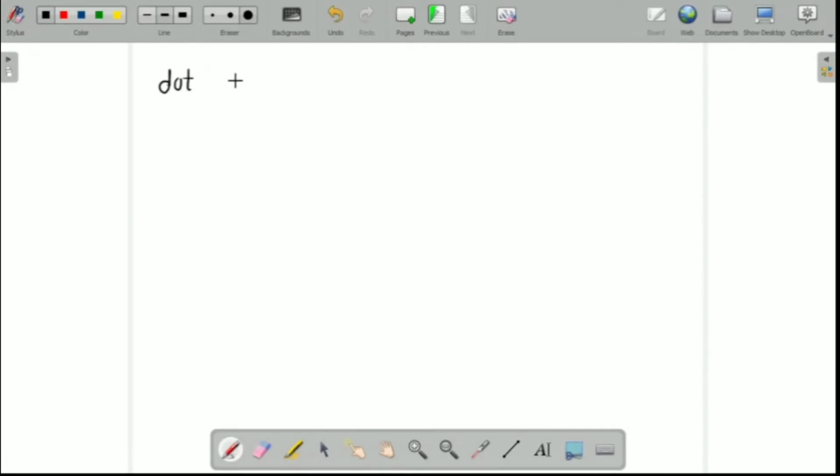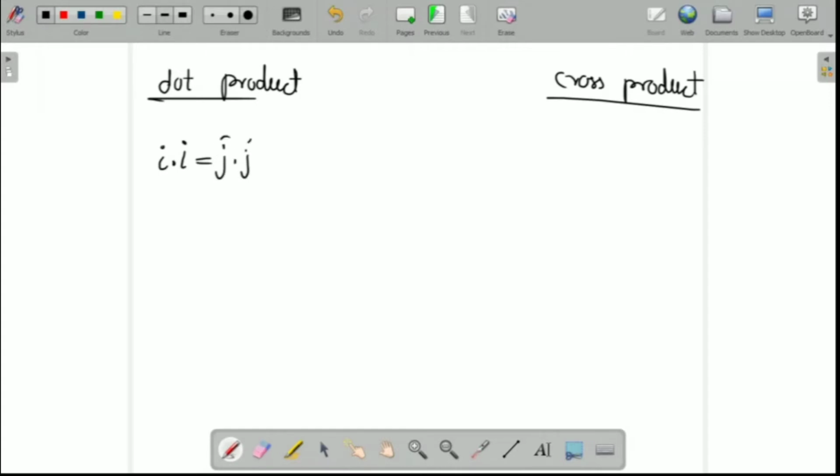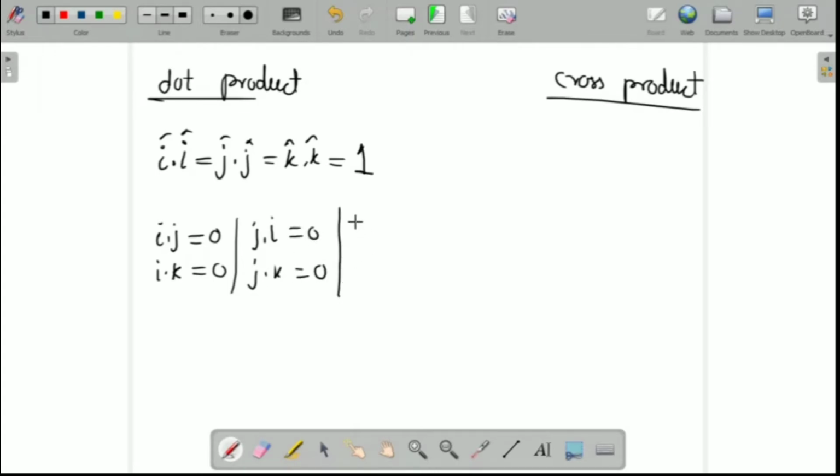Dot product and cross product. In dot product, i dot i is always equal to j dot j is always equal to k dot k is equal to 1. Okay, next, i dot j, i dot k is equal to 0. Next, j dot i, j dot k equals 0. k dot i, k dot j equals 0 in this dot product.